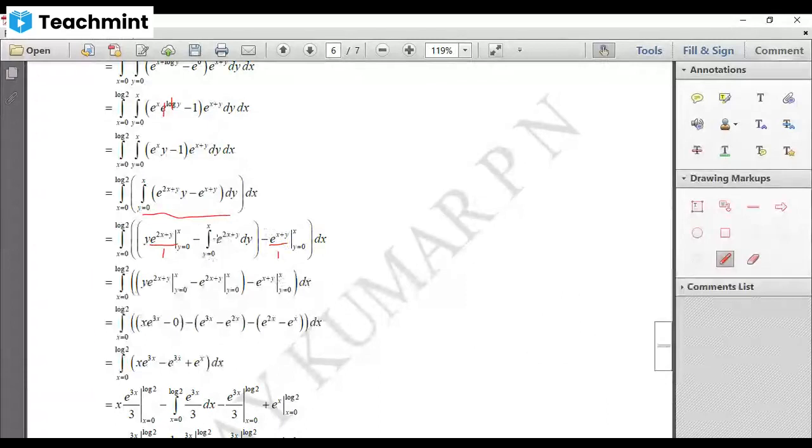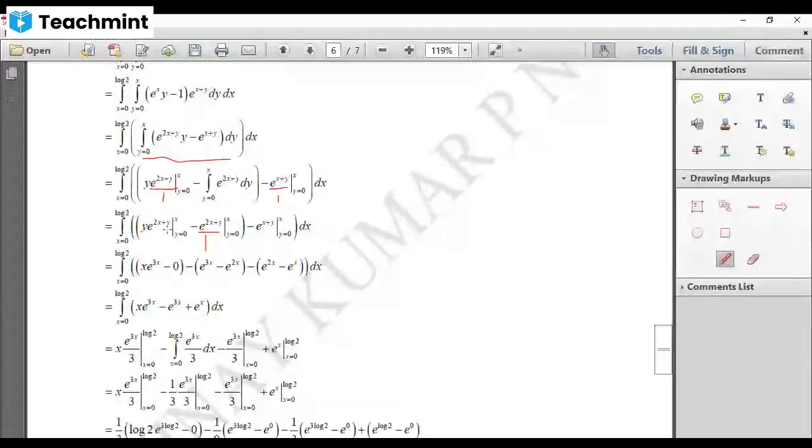Now again, the integral of e to the power of 2x plus y is e to the power of 2x plus y divided by the coefficient of y, which is 1. Apply the limit. The limit is from 0 to x. If you apply the upper limit for y, you'll get x into e to the power of 2x plus x, which is 3x, minus the lower limit, 0 into anything is 0, minus the upper limit. If you give x, e to the power of 2x plus x is 3x, minus if you put y equal to 0, you'll get e to the power of 2x, minus if you apply the upper limit, you'll get e to the power of x plus x, which is 2x, minus if you put y equal to 0, you'll get e to the power of x.